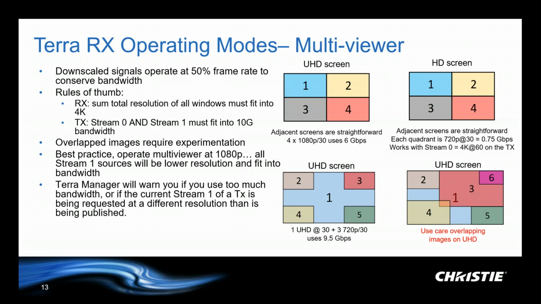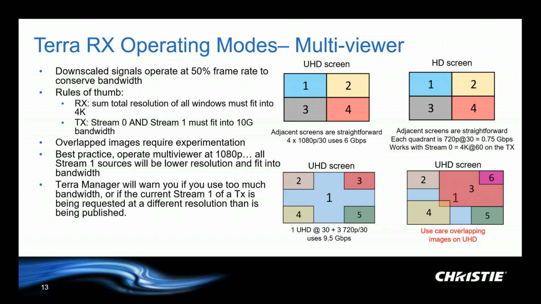And so to be able to do that, what Terra does is cut the frame rate to 50% of what it is. So if your input is UHD at 60 frames a second, then it's going to cut the frame rate in half to 30 frames a second to be able to conserve bandwidth.